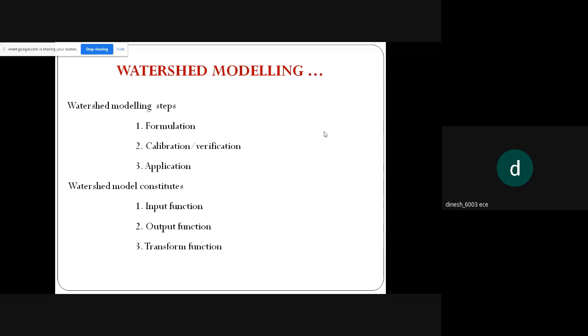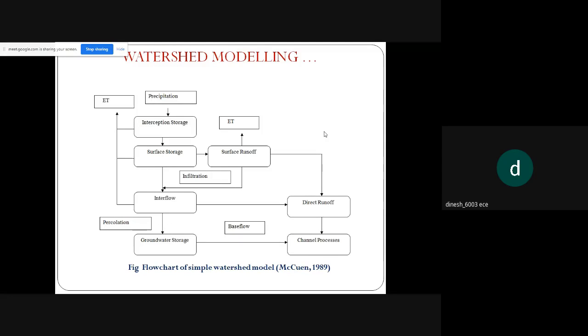The watershed modeling has three steps to be followed. One is formulation, next is calibration or verification, third one is application. And the watershed model consists of an input function, an output function, and a transform function. So this is the model of a simple watershed model given by Macon in the year 1989.